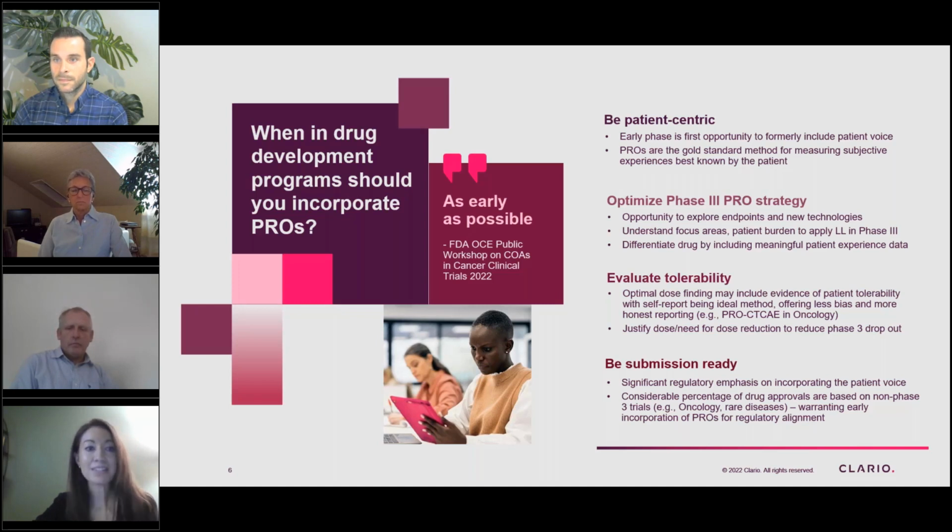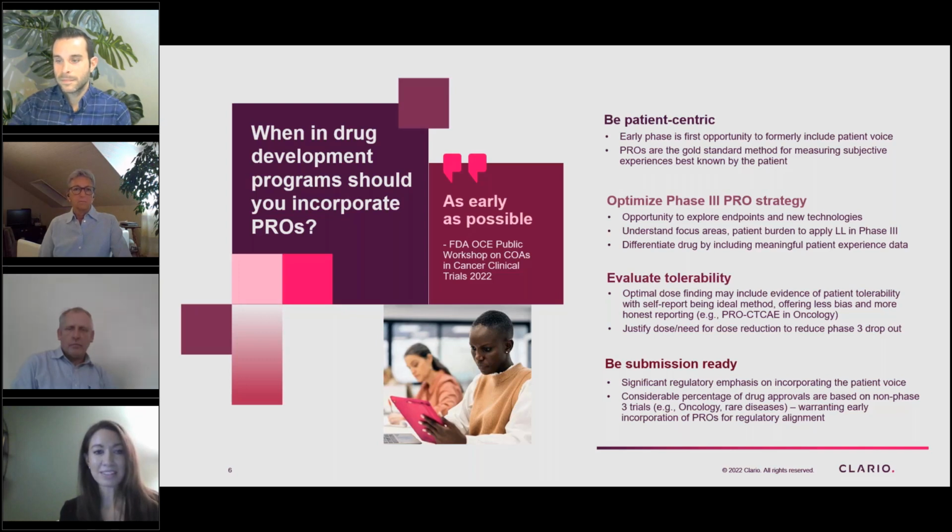And then finally here, being submission ready. There is a lot of regulatory emphasis on incorporating the patient voice right now. So regulatory agencies will really expect to see that you're incorporating the right COAs.